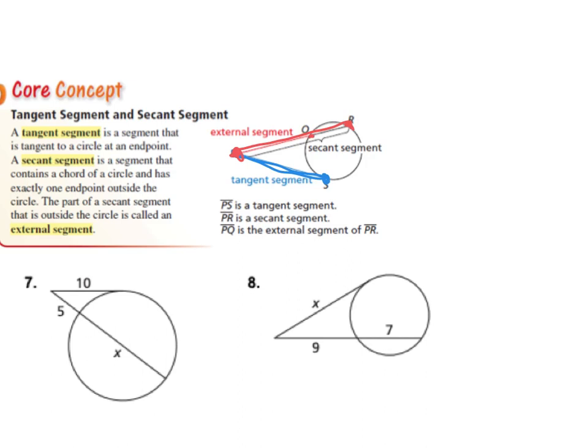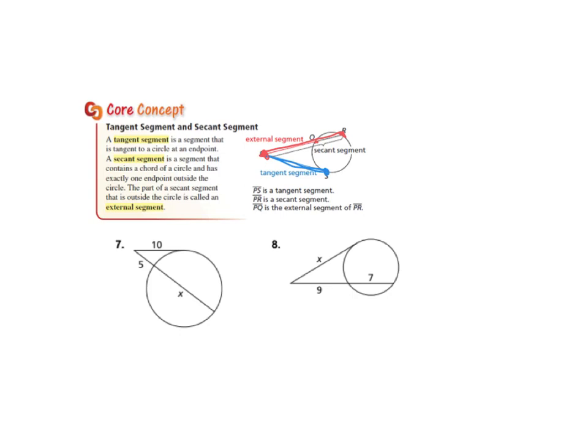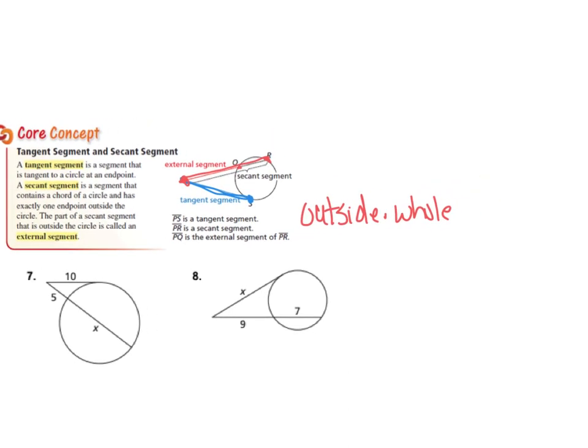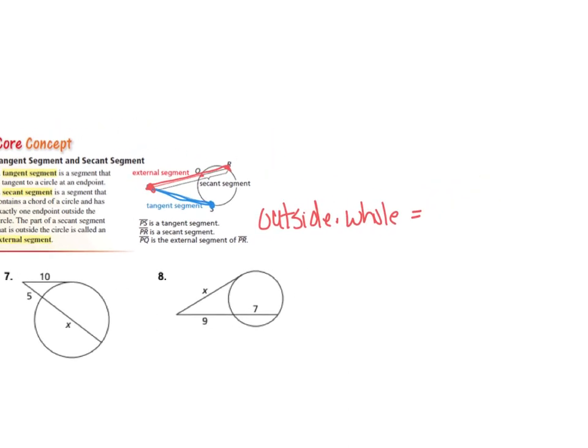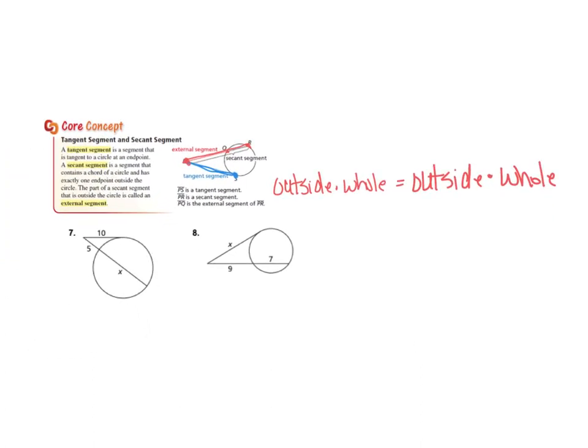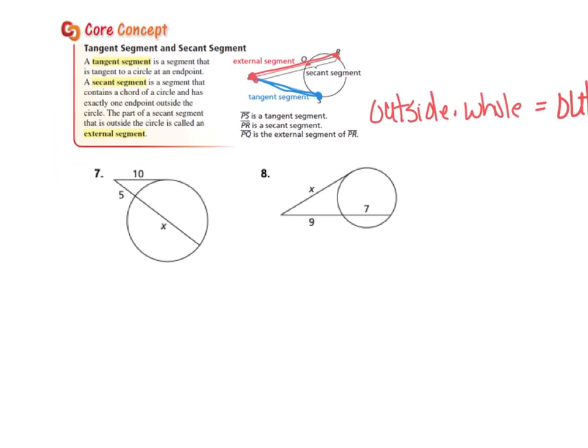And what we're going to think about is the same idea that we just did when they were both secants, where you're going to take the outside times the whole, and it's going to equal the outside times the whole. However, what makes it a little bit different here is when you're looking at a tangent.